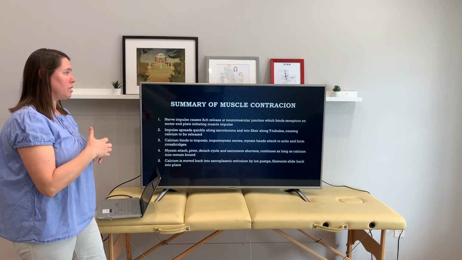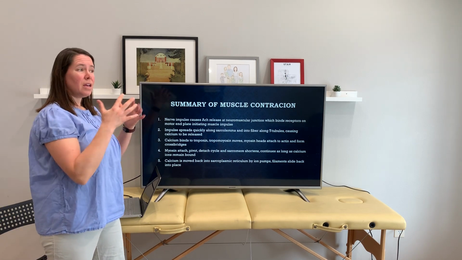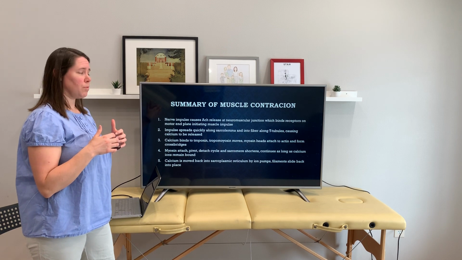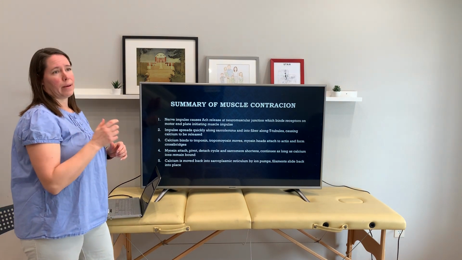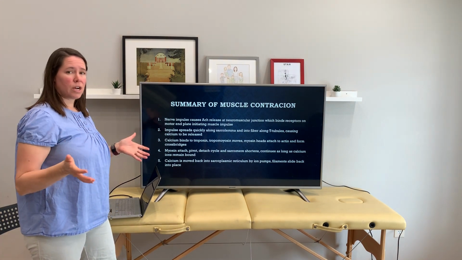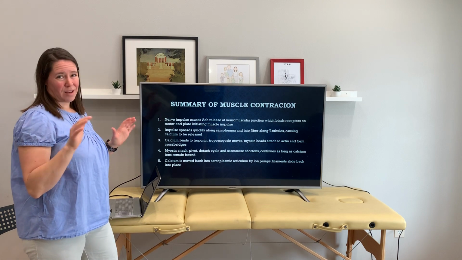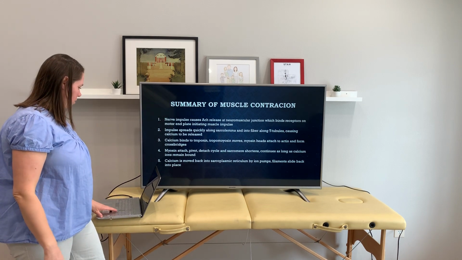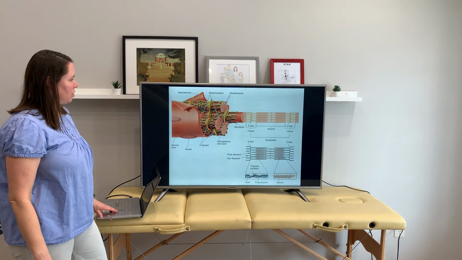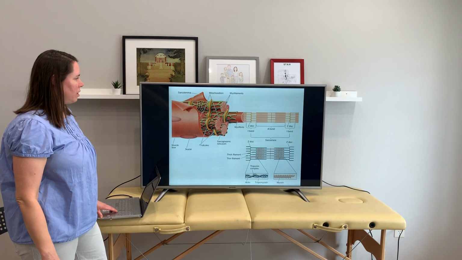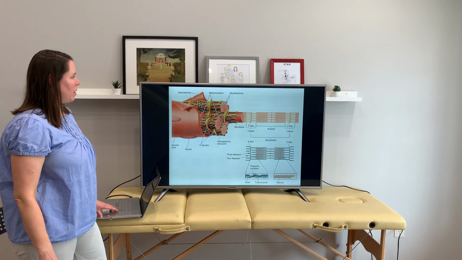form your cross bridges. As long as the calcium's there, it will continue forming those cross bridges to keep shortening. Calcium gets pumped out and the muscle contraction stops. Okay, that's the nutshell version, which is sufficient for us. Just another view there of all of those parts.